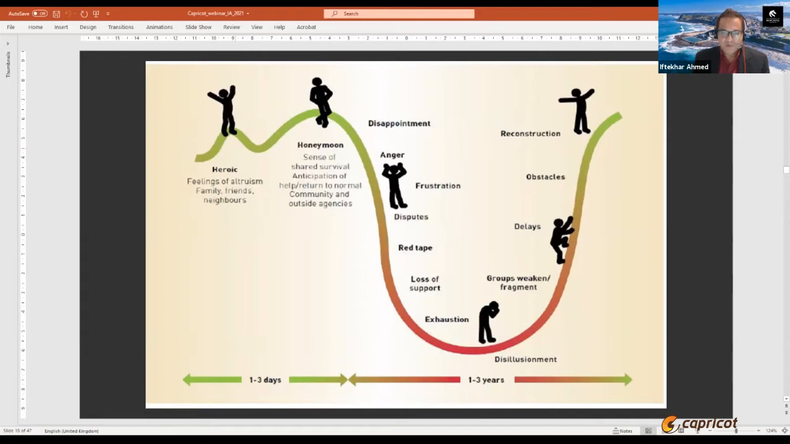And then the loss of support happens. The government loses interest or the organization loses interest, other crises happen and they move on, and then people get completely exhausted. The community starts getting fragmented with all the delays and obstacles, and finally you get your reconstruction, 1 to 3 years, maybe up to 5 years.